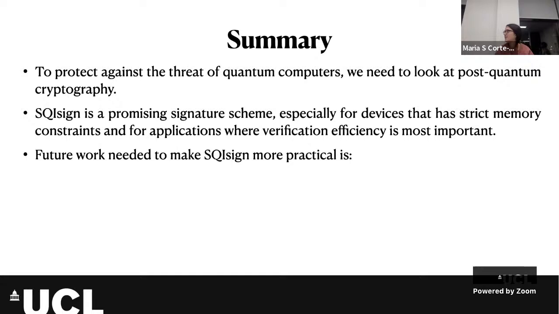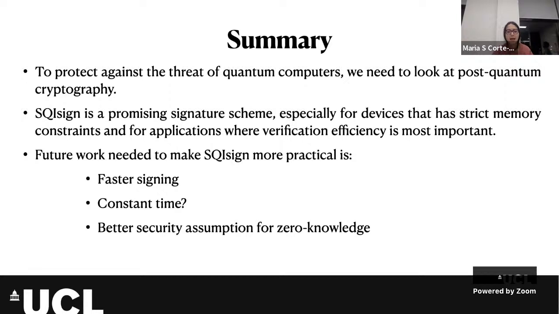But there's some work that needs to be done. We really need to make signing faster, and even verification needs to be faster. We also don't currently know a way to make this constant time, or there hasn't been research on that. So any research into how to make this constant time would be very useful. And we want to get a better assumption for the zero knowledge property to have better assurances that it's secure. So thank you for listening.